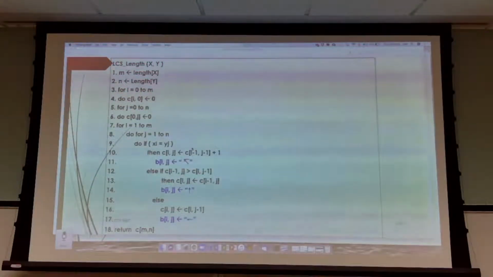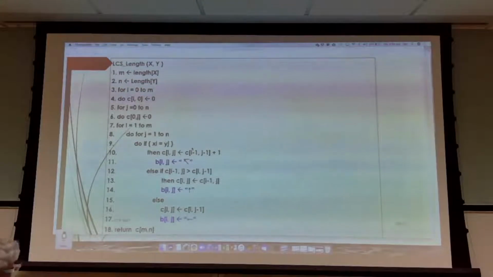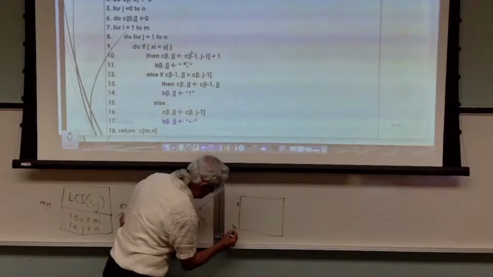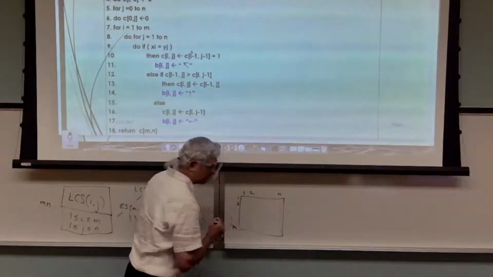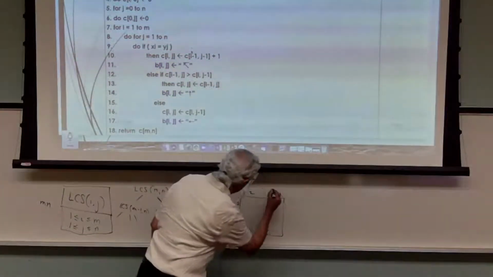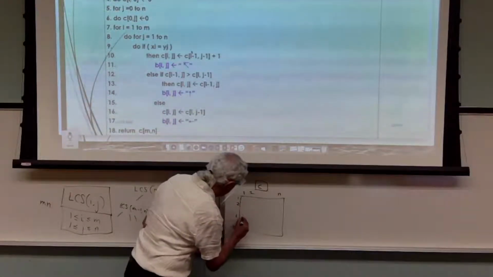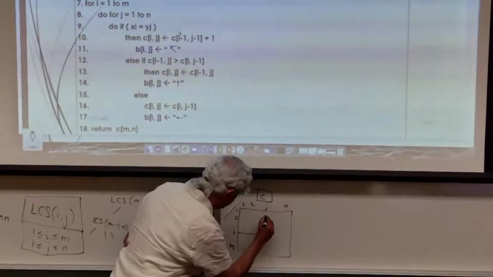The array C is our table, the table of solutions of the subproblems we have already solved. Now, what we can figure out from here is that if we look at this table, remember the table looks like this, where we have 1, 2, 3 up to m rows, and 1, 2, 3 up to n columns. We'll call this the array C, and each entry here is for the ith row and jth column.